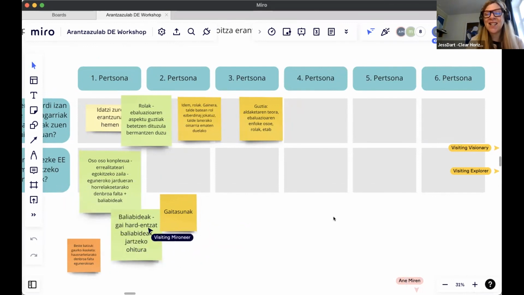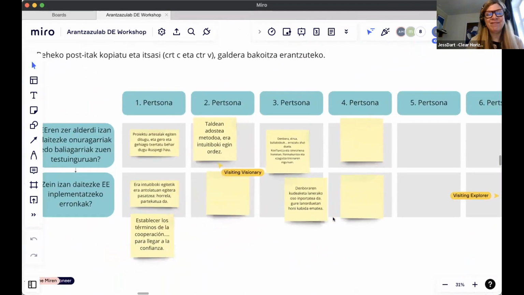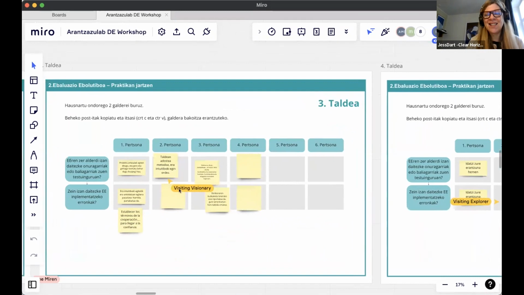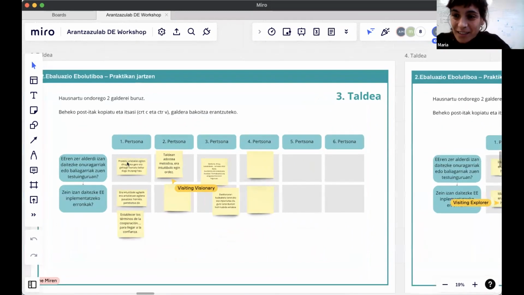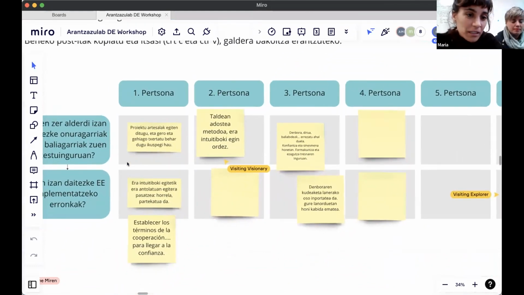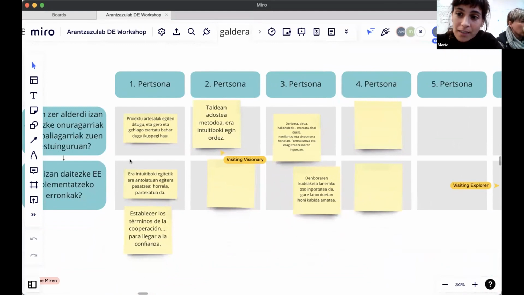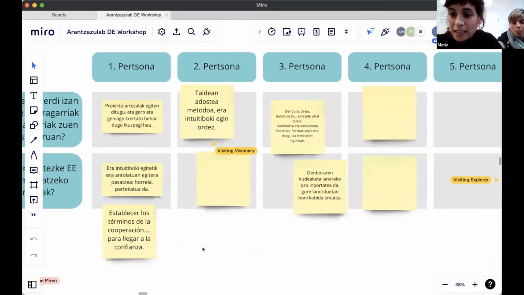Let's go to the next group. Thank you. Okay, who wants to present? Okay, I will start, and if anybody wants to add anything, they can do it too.